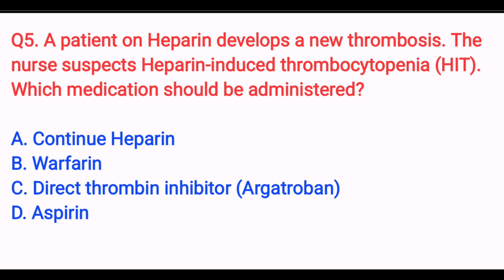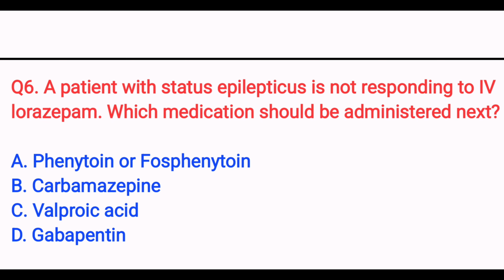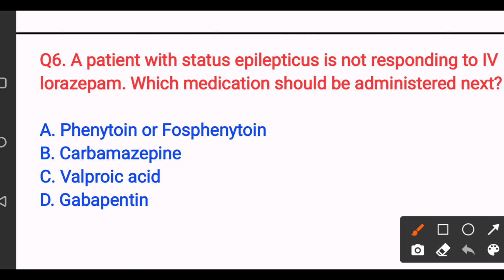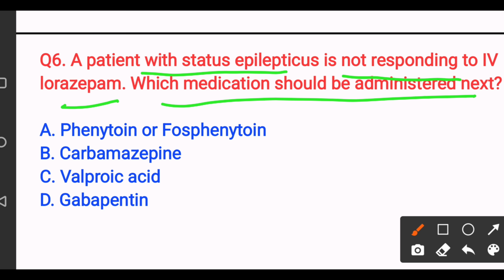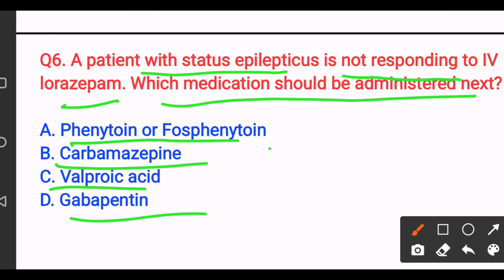Next, a patient with status epilepticus is not responding to IV lorazepam. Which medication should be administered next? Option A phenytoin or fosphenytoin. Option B carbamazepine. Option C valproic acid. Option D gabapentin. The answer is option A, phenytoin or fosphenytoin.